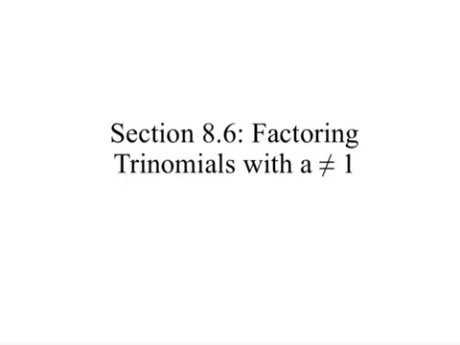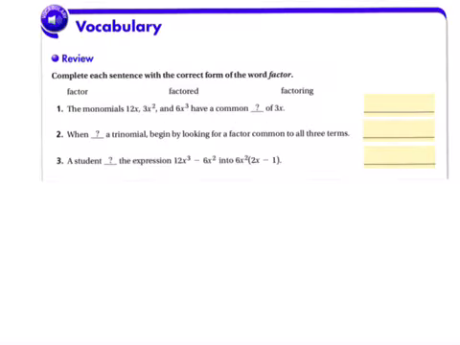Welcome to Algebra 1, Chapter 8, Section 6, Factoring Trinomials with the first coefficient different than 1. Complete each sentence with the correct form of the word factor. The monomials 12x, 3x squared, and 6x cubed have a common factor of 3x. When factoring a trinomial, begin by looking for a common factor to all three terms.